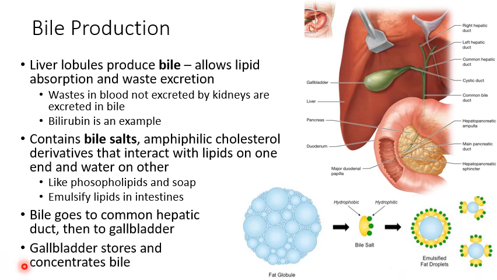If the fat globs are too large, then it's impossible to absorb them. You really have to break them up in order to absorb them. So you need the bile salts to do that.